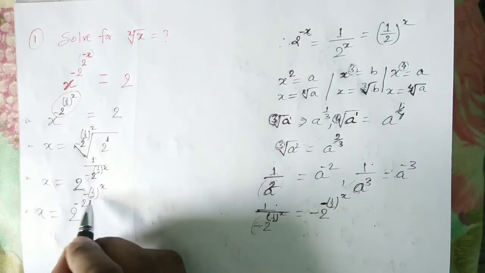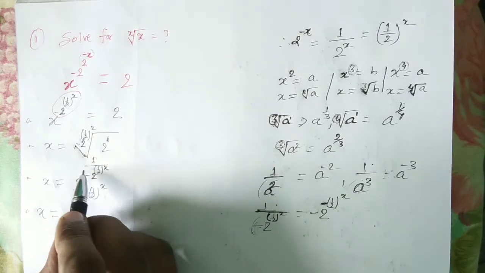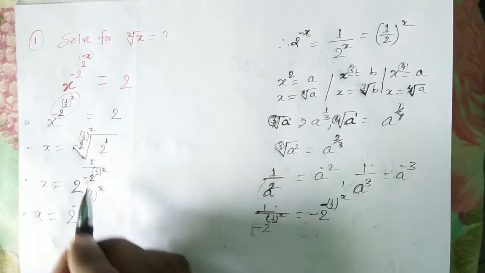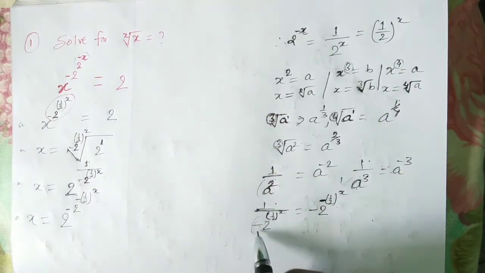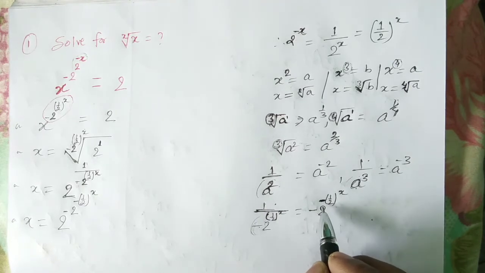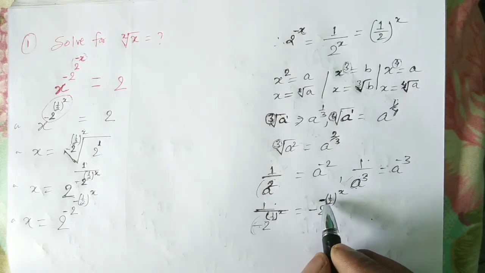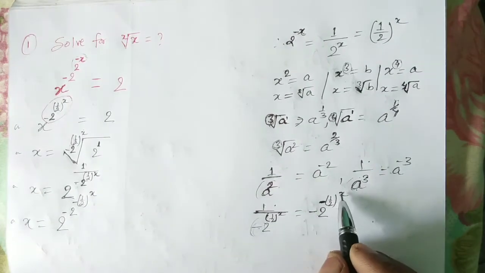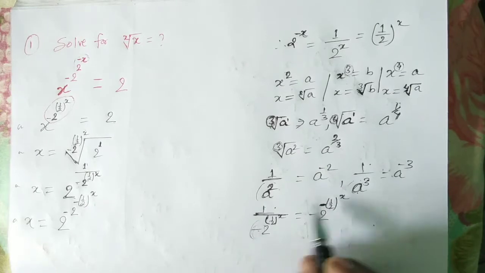I think you did understand this. See, 1 by minus 2 power 1 by 2 whole power x becomes here minus 2 power minus 1 by 2 whole power x. I have already explained how it becomes.